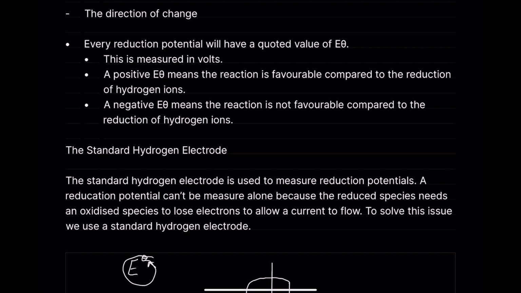So a positive electrode potential means the reaction is favorable. If you have a positive electrode potential, it means that the reaction is favorable compared to the reduction of hydrogen ions. All that means is that the reaction is more likely to get reduced, which makes sense. If it's a positive value, it's more likely to gain electrons. That's how I like to think of them. If it's positive, it's more likely to gain electrons and is therefore more likely to be reduced. And the more positive it is, the more likely it is to be reduced.